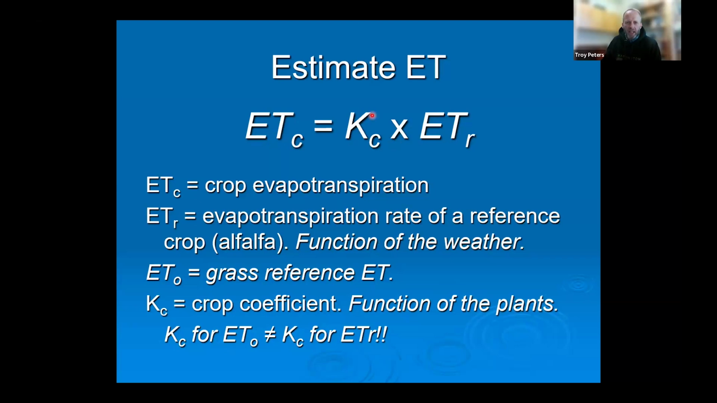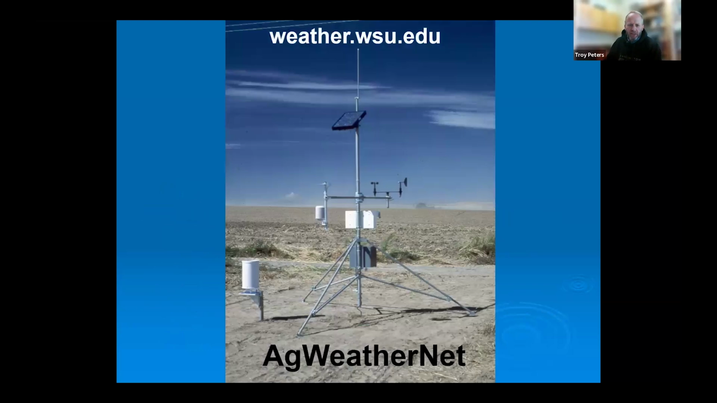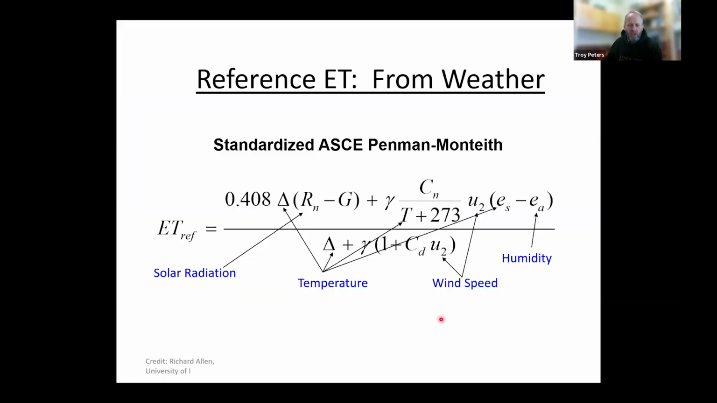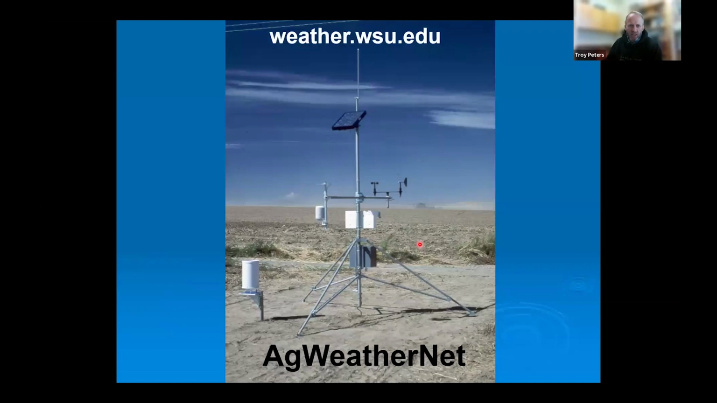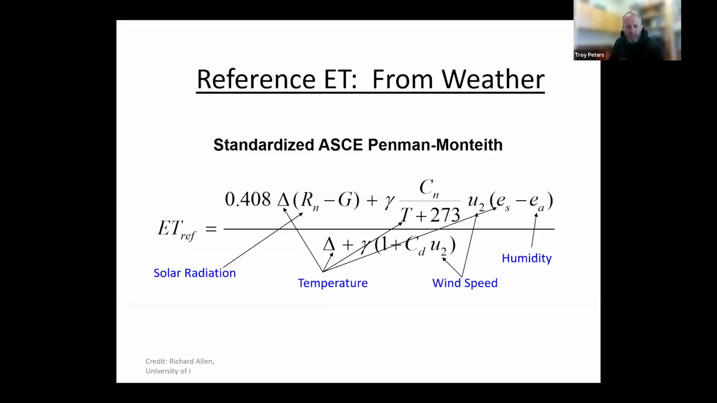We can calculate what that reference crop of alfalfa is using on any given day using weather data from the weather station. So here's a typical weather station. We have solar radiation coming in, and that's actually the primary source of energy. This whole equation that estimates reference evapotranspiration is an energy balance equation. Just like you can't create or destroy mass, it just changes form, you can't create or destroy energy either. So all the energy in has to equal the energy out.